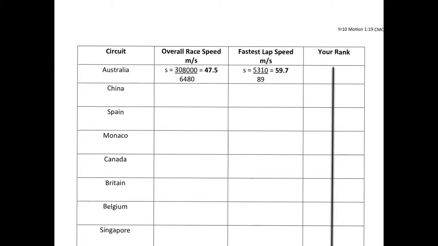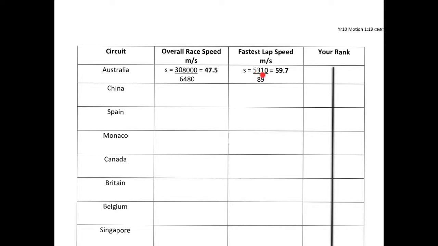Okay, so over here we have our 308 kilometers times our 1,000 to turn into meters, divided by our 6,480 seconds. So our answer is 47.5 meters per second. If you're familiar with running the 100-meter sprint, that means your F1 cars are doing your 100-meter sprint in 2 seconds, pretty much, nearly 50 meters in a second. The fastest lap time was 89 seconds for the Australian Grand Prix.